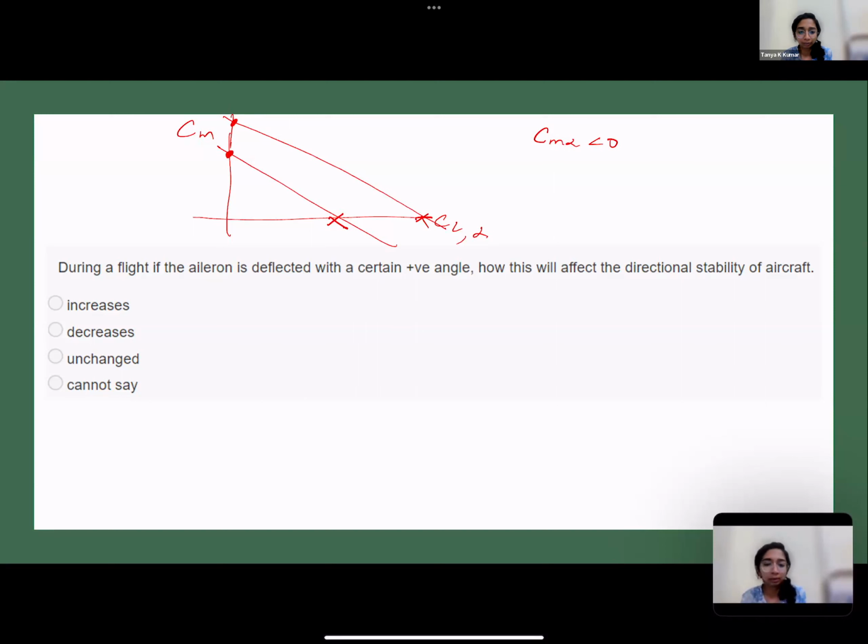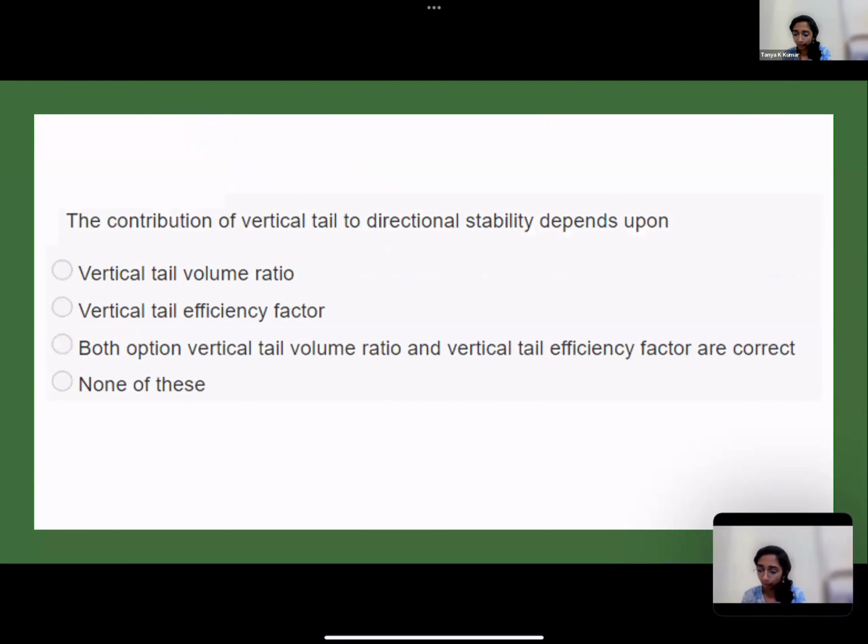Similarly, these are similar airfoil shapes. If I deflect the aileron down, it simply moves the graph. It does not change the slope. Hence, it does not affect stability. Directional stability is not affected by the control surfaces. It remains unchanged.